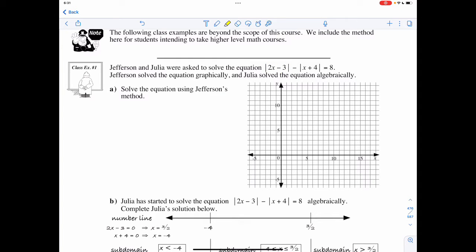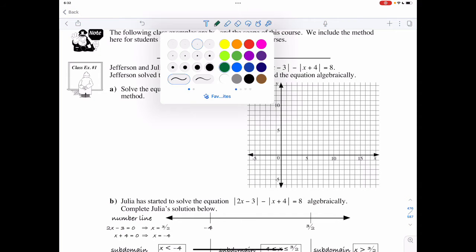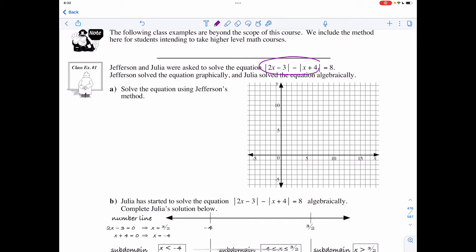So I'm going to graph out my left-hand side, just like we were doing in the last case, and say that y1 is equal to the absolute value of 2x minus 3 minus the absolute value of x plus 4. And when I graph that into my calculator, I'm going to get something that looks approximately like this.